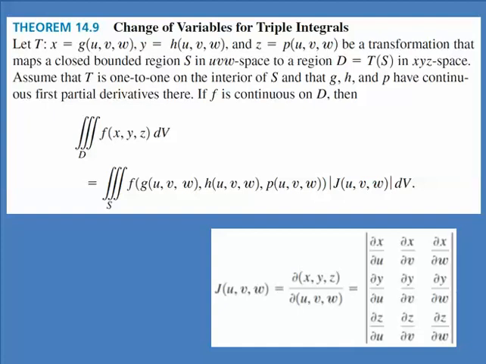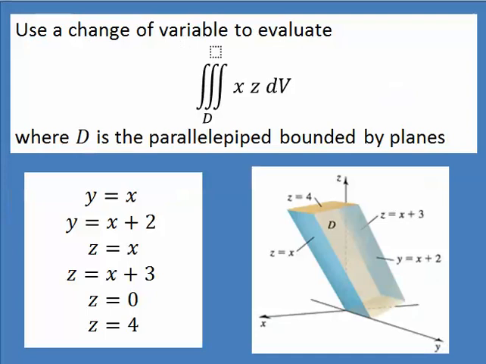I'd like to now do a change of variables for triple integrals. The biggest change, of course, is that your Jacobian now is a 3 by 3 determinant. Use a change of variables to evaluate this integral where D is given by these planes. Now this is kind of fun because this time we're going to be creating our own transformation.